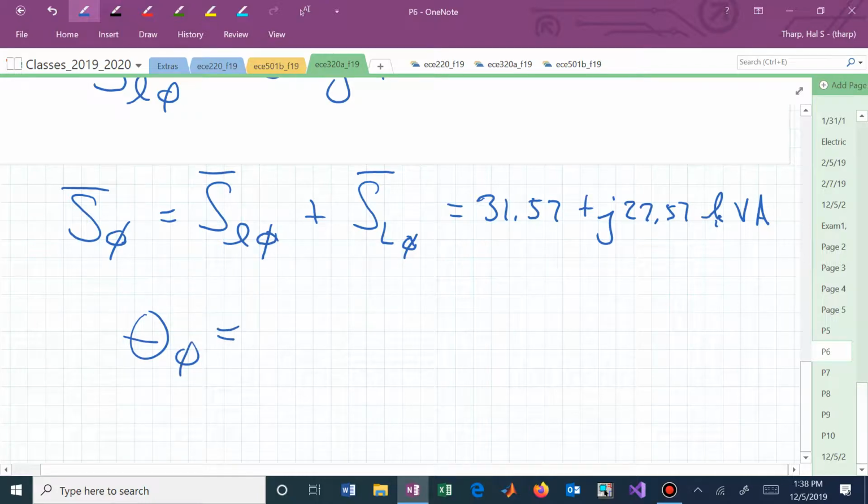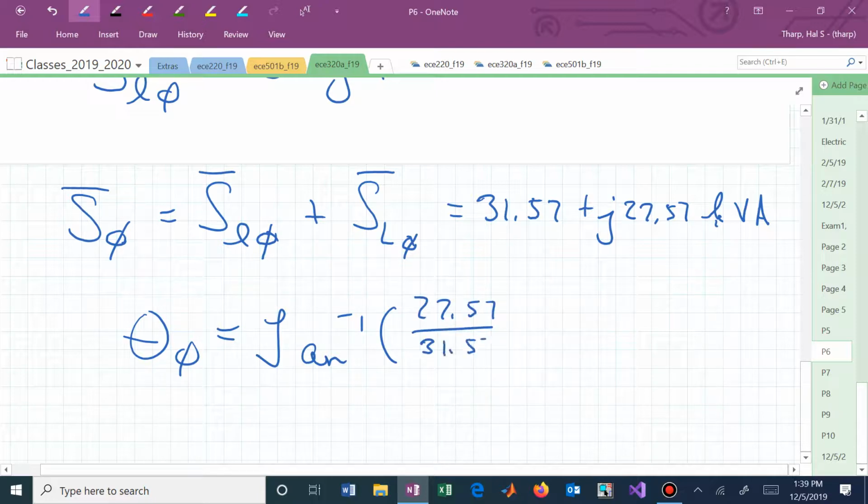We can now obtain an angle that the generator sees due to the transmission line impedance and the load impedance from this complex power P and Q. This is now the inverse tangent of 27.57 over 31.57. Again, we're not going up quite as much as we're going over, so this is a little less than 45.